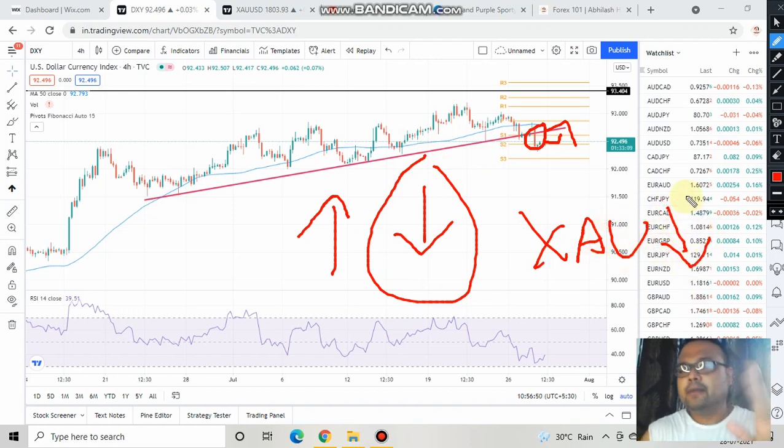Therefore, do not trade, my dear friend. I'm saying again, do not trade in the middle. If it crosses the support, then only trade. Okay, but still wait for 4 to 6 hours so that you get the confirmation. So this is it. Hopefully I've understood.